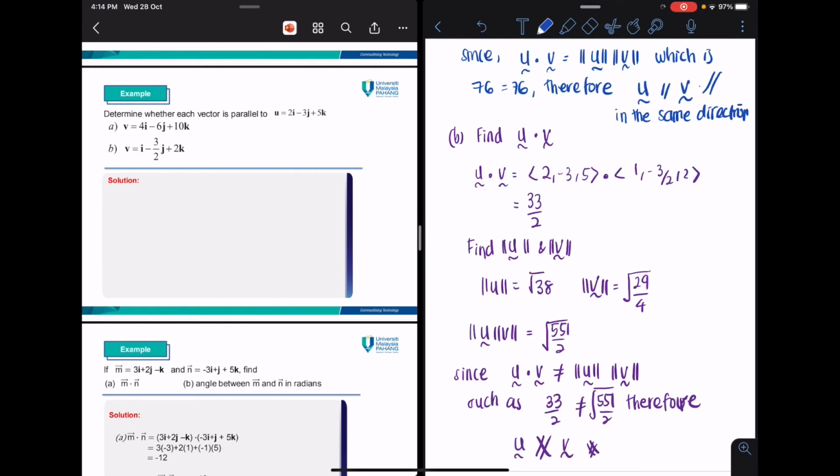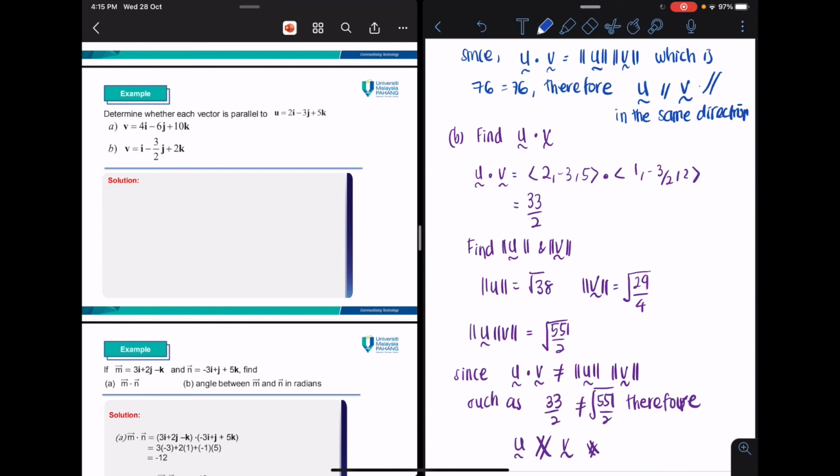Okay, for example 2, again the same question. I have to show that vector U is parallel to vector V. So in this case, my vector V is equal to i minus 3 over 2 j plus 2k. So right now I have to find the dot product between these two vectors, and I will end up having 33 over 2 as the result for the dot product. And then again, what I'm going to do right after this, I'm going to determine the magnitude of each vector, which in this case the magnitude of vector U is equal to √38. Meanwhile, the magnitude of vector V is equal to √29 over 4.